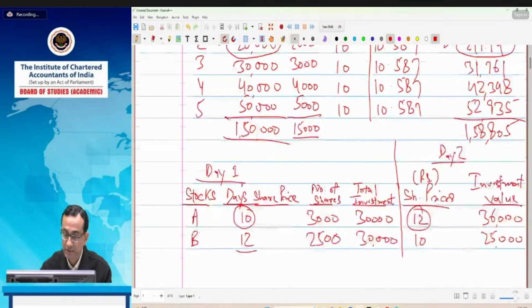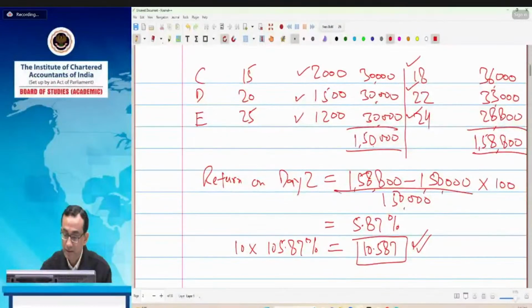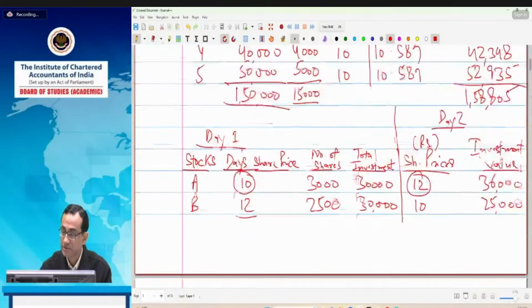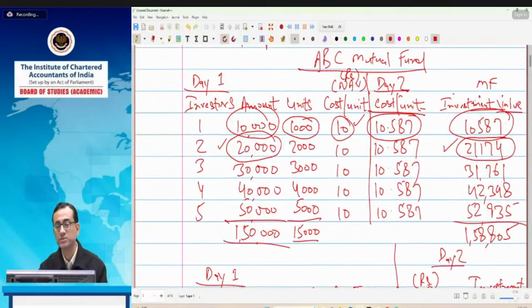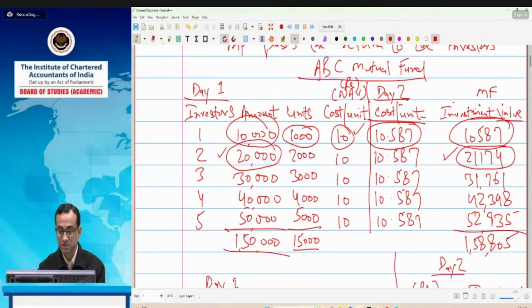So on day two, the mutual fund investment value also increases. This is actually how the mutual fund works.